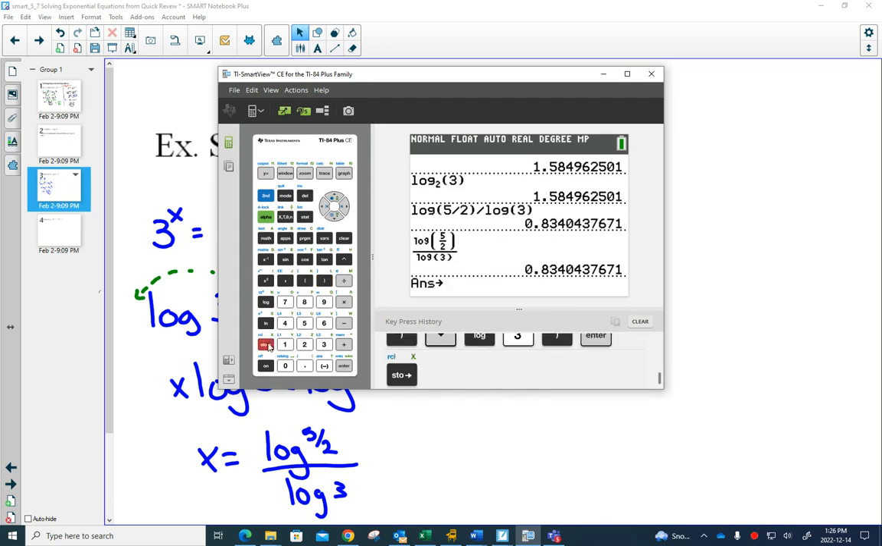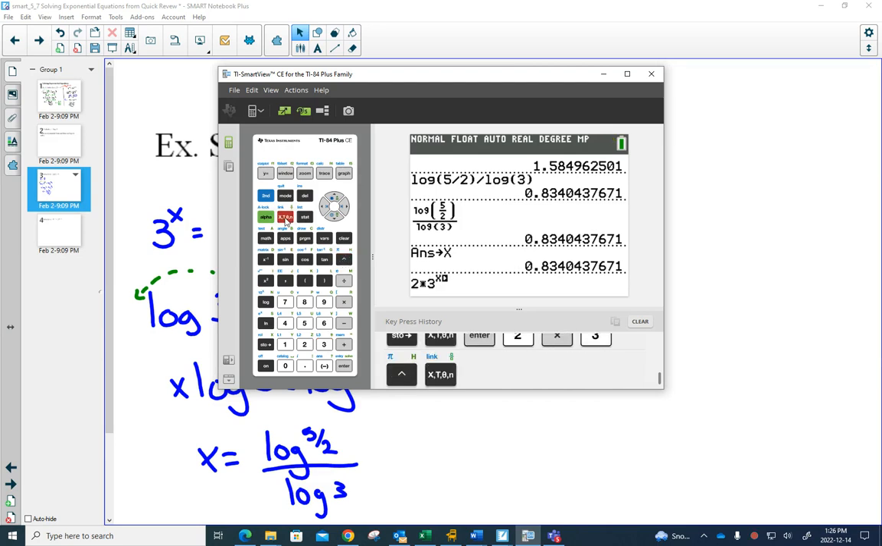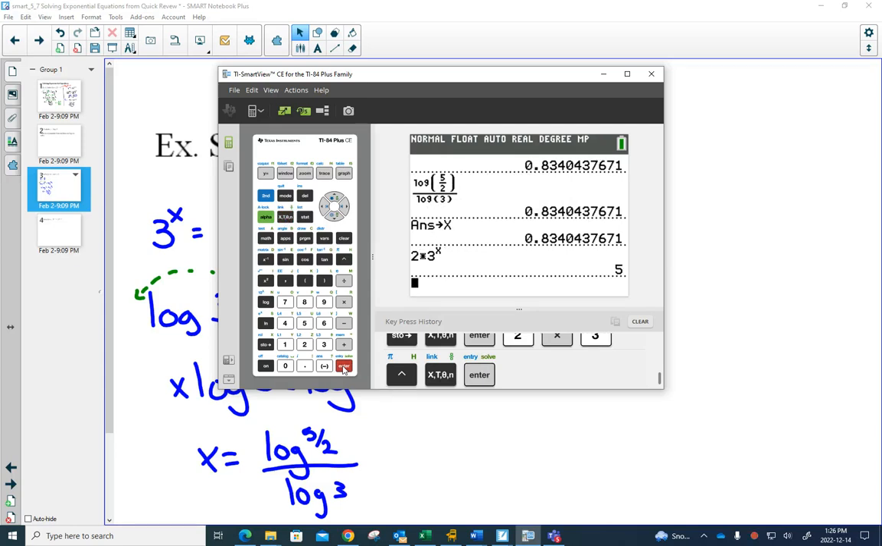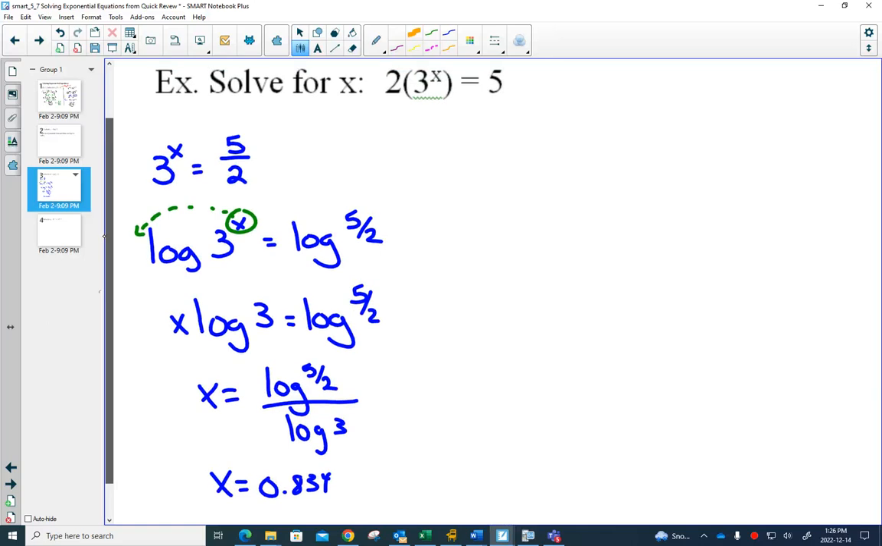Again, I'm going to store this as x. It just replaced the x that I had stored before. And it doesn't matter what your x is stored at. It doesn't affect your graphs or anything else. It's just something that it has in its memory. So I stored it as x, and now I can go back to my original equation, which was 2 times 3 to the x. And if everything works out, this should equal 5. And it does. So then we know that you're right. So x equals 0.834.